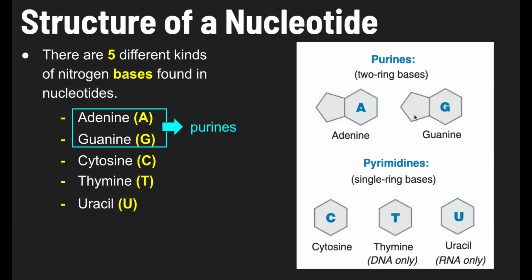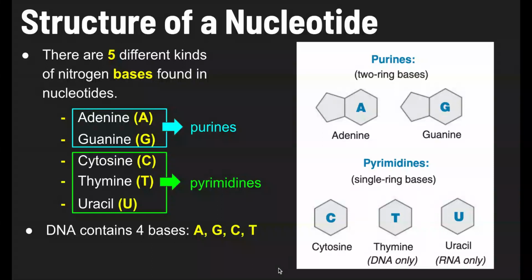You'll notice in the picture here that A and G have 2 rings. So one ring is shaped like a hexagon and the other's a pentagon for both of these. So they're made up of a structure that's got these 2 rings, and this 2-ring structure, we call those purines. So A and G are both purines. Now, cytosine, thymine, and uracil, C, T, and U, those are made out of only 1 ring, and we call those pyrimidines.